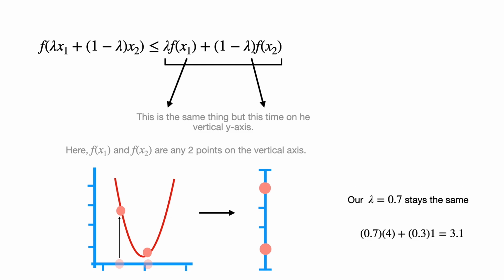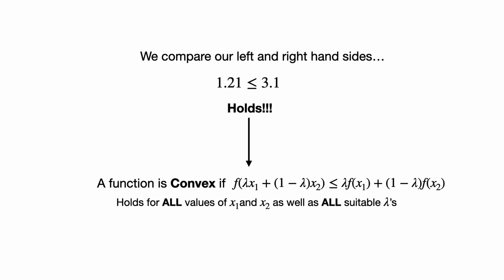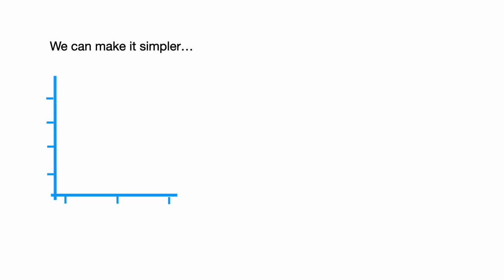Our lambda equals 0.7 stays the exact same, and when we plug in the math, we get 3.1. This is the entire right-hand side. When we compare both, the inequality holds. However, this is not enough. A function is convex if the math holds for all values of x1 and x2, as well as all suitable lambdas. We can make it even simpler.